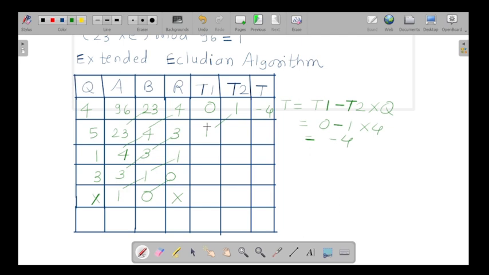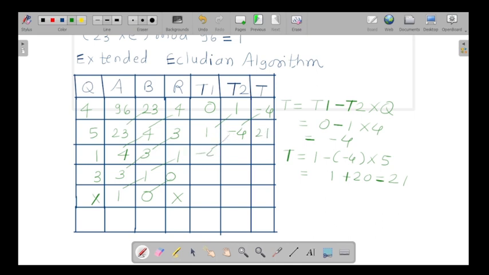Now again we are shifting 1 in column T1 and minus 4 in column T2. Again we have to put all the values into our above formula, that is T is equal to T1 minus T2 into quotient. After putting the values into the column, we will get the value 1 minus 4 into 5, that is nothing but 1 plus 20 is equal to 21. So we are writing 21 in column T.